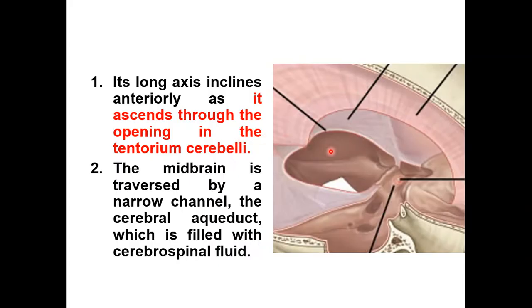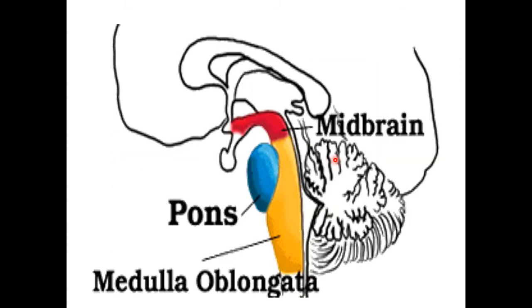This is the tentorial notch and this is the tentorium cerebelli. The tentorium cerebelli has a free margin, and this free margin gives rise to the tentorial notch. And what is the cavity of the midbrain? The cavity of the midbrain is the cerebral aqueduct. Another name of the cerebral aqueduct is the duct of Sylvius, which is filled with CSF, cerebrospinal fluid.